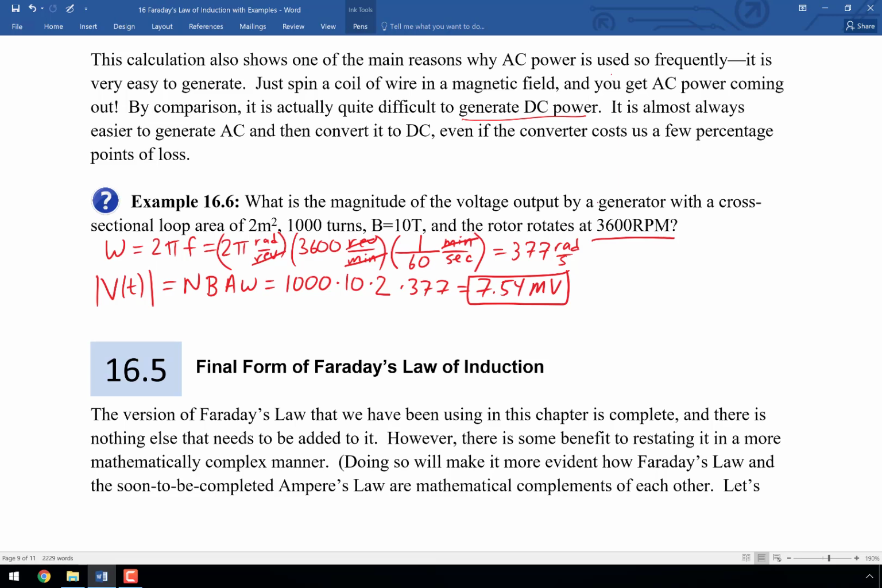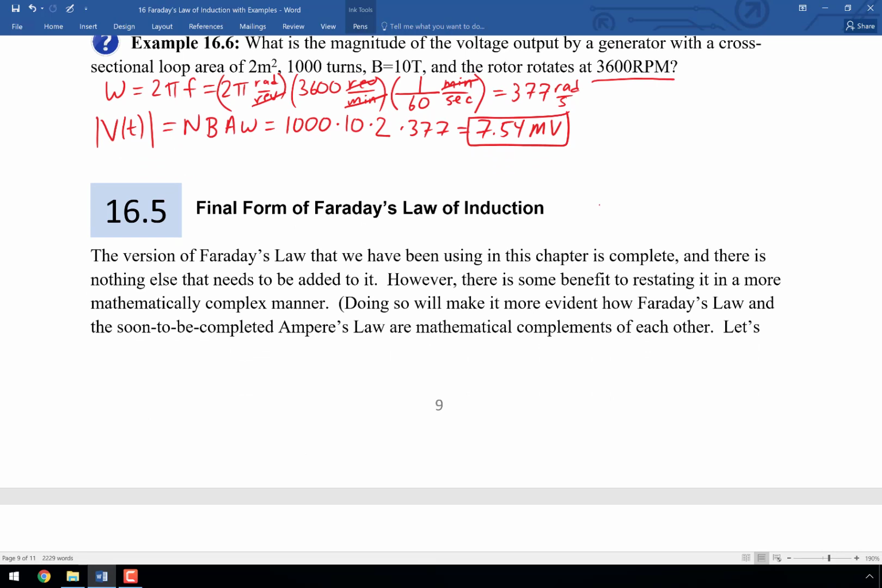We've seen pretty much every example of what Faraday's law can do. Let's look at the final form of Faraday's law. We're not going to add anything. We're not going to change anything. We're just going to represent it in a different way.